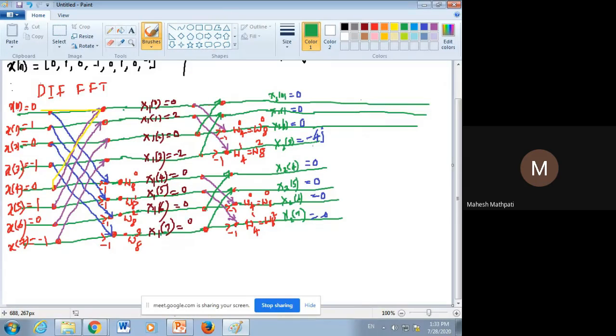My diagram is going a little here and there now. Okay. So now let us draw the last diagram and we'll calculate finally.